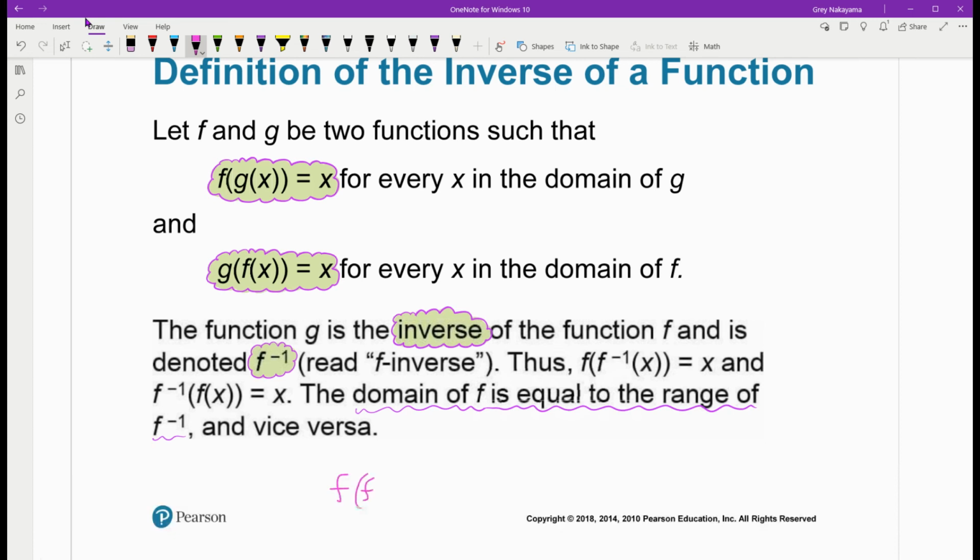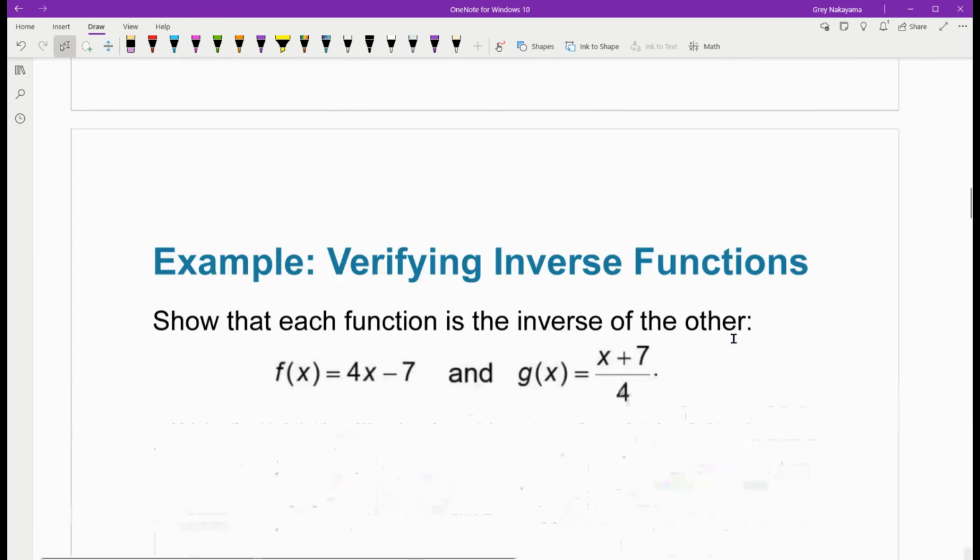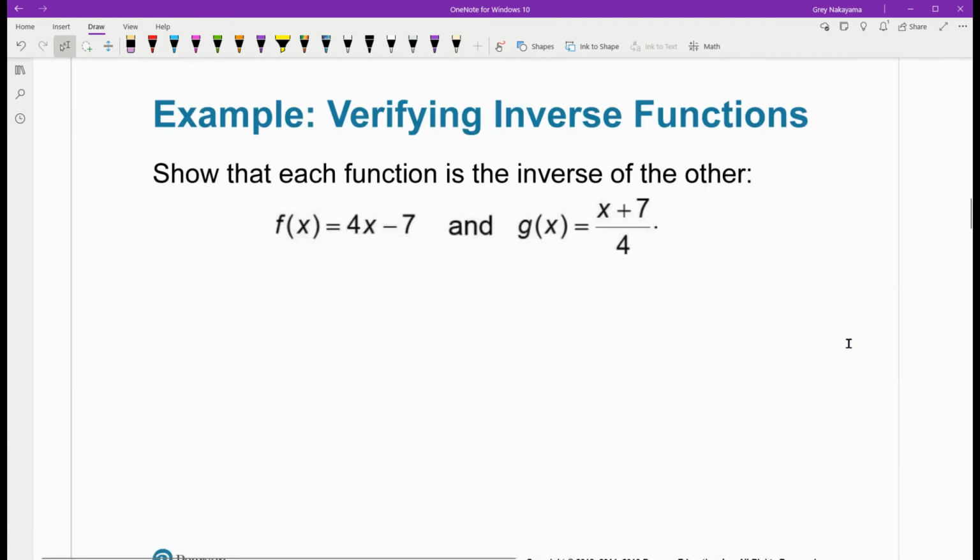Another example: what is f of f inverse of 51? You should be able to tell me that's 51. What is f inverse of f of negative 6x? Then the answer is negative 6x. Whenever you compose two functions that are inverses of each other, you always get what you started with. So that is what we're going to do to verify inverse functions.